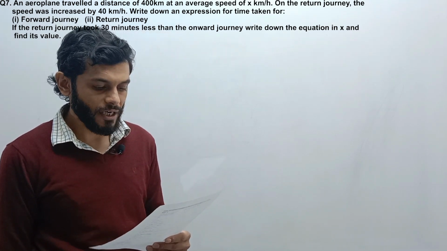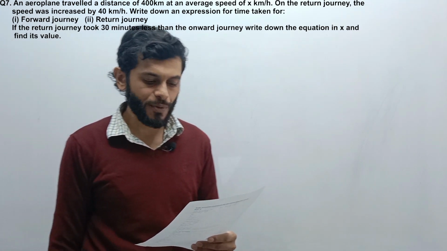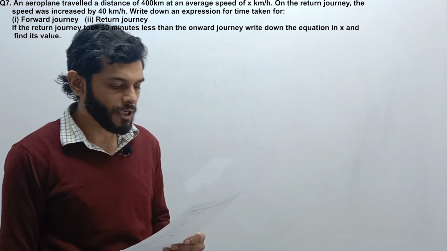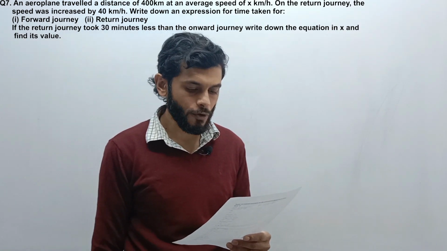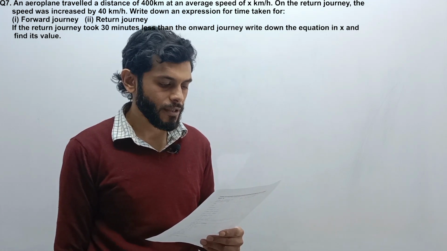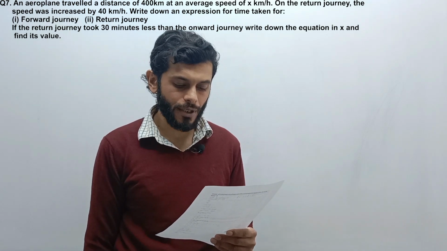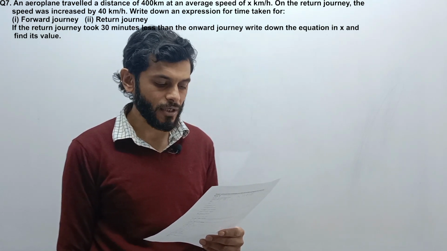An aeroplane traveled a distance of 400 km at an average speed of x km per hour. On the return journey, the speed was increased by 40 km per hour. Write down an expression for the time taken for the onward journey and the return journey. If the return journey took 30 minutes less than the onward journey, write down an equation in x and hence find its value.